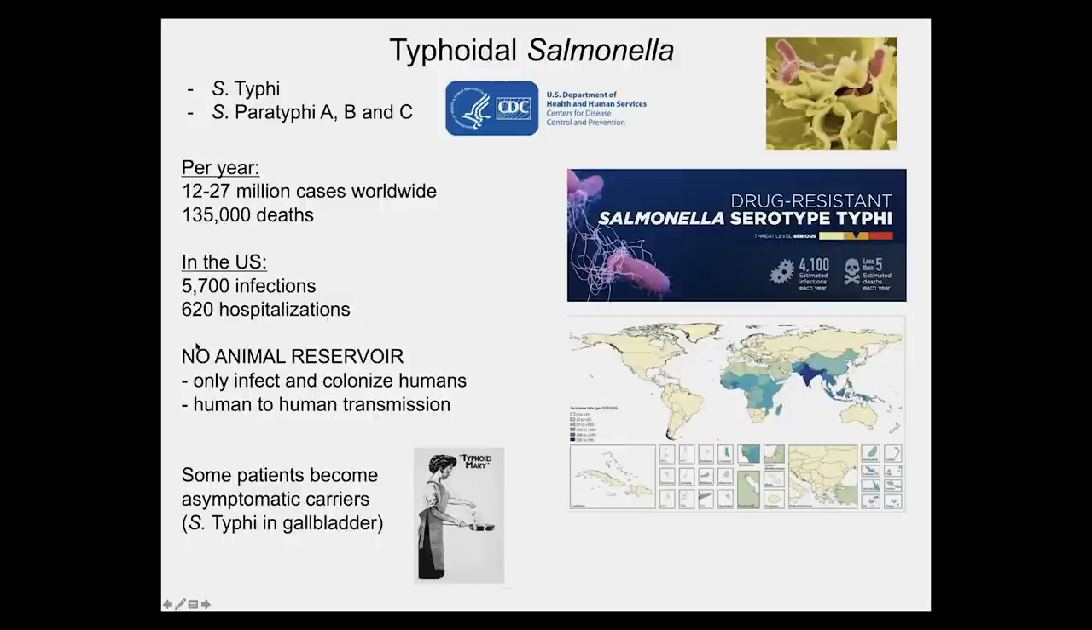And in contrast to the non-typhoidal Salmonella, there is no animal reservoir. So only humans are infected and can transmit. So the transmission is exclusively human to human. And some patients can become asymptomatic carriers. Like, for example, this is the case of Typhoid Mary, a famous cook who transmitted Salmonella typhi to many people, and Salmonella typhi in this carrier colonizes the gallbladder.